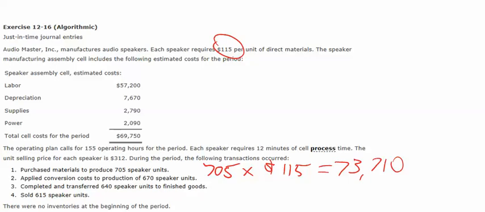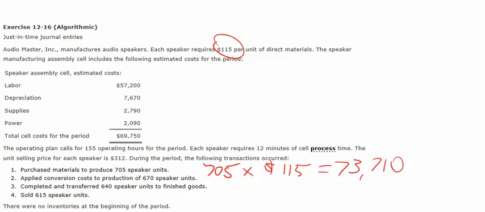Now I'm not going to write out the journal entries because I just did that in the previous exercise, so you can refer back to that. So I'll just explain it. I'm going to debit my raw and in process for the materials I purchased and credit accounts payable for 73,710.